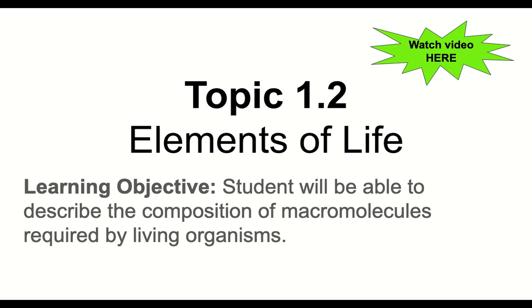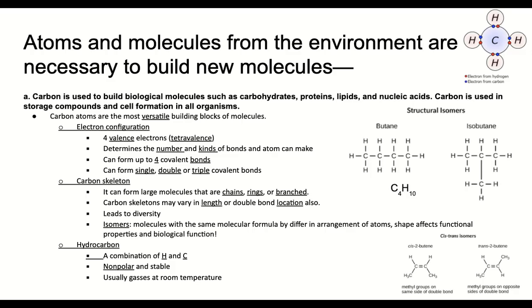All right. Today we're going to talk about topic 1.2, the elements of life. So the most important elements we had said from topic 1.1 was the CHON, carbon, hydrogen, oxygen, and nitrogen. So today we're going to talk more about carbon and nitrogen, as well as a little bit about phosphorus, one of our trace elements that's also important. So here we have carbon.